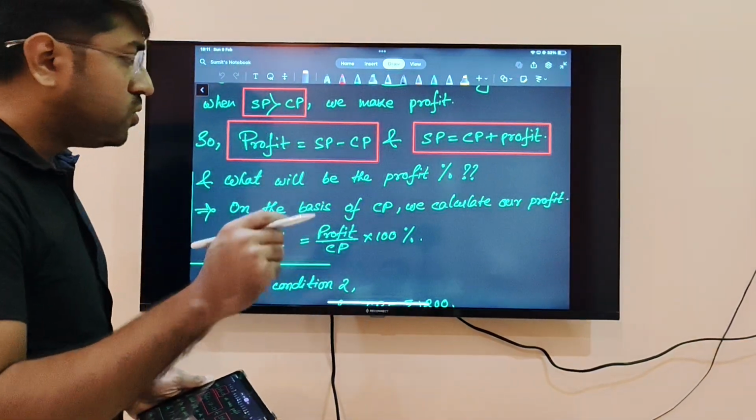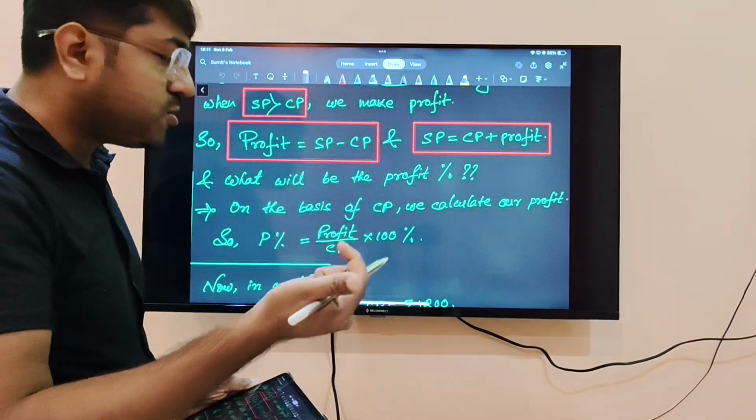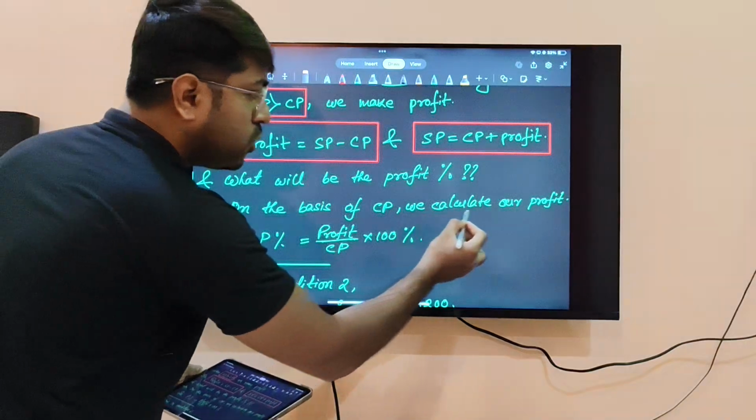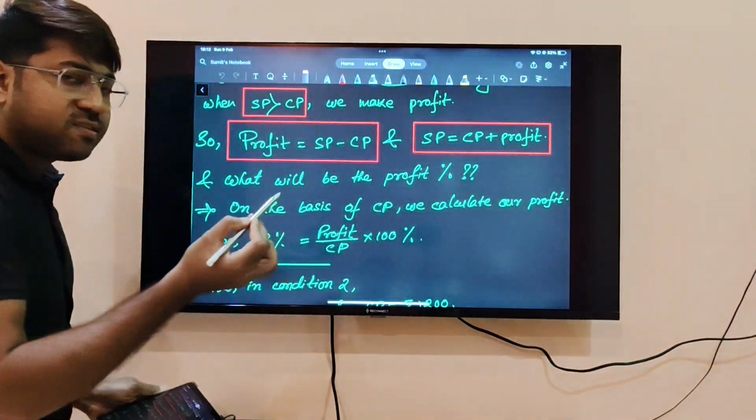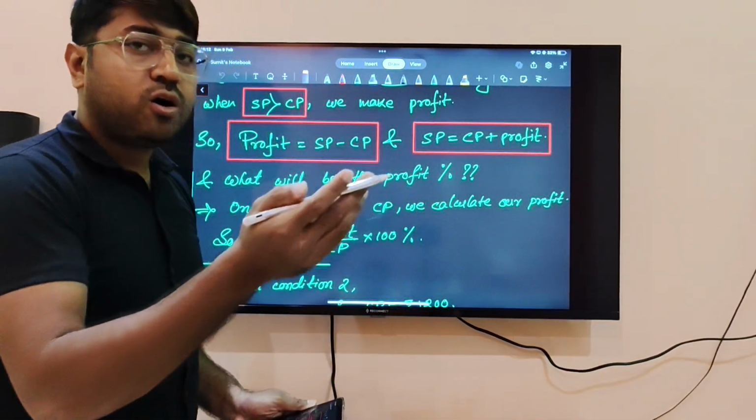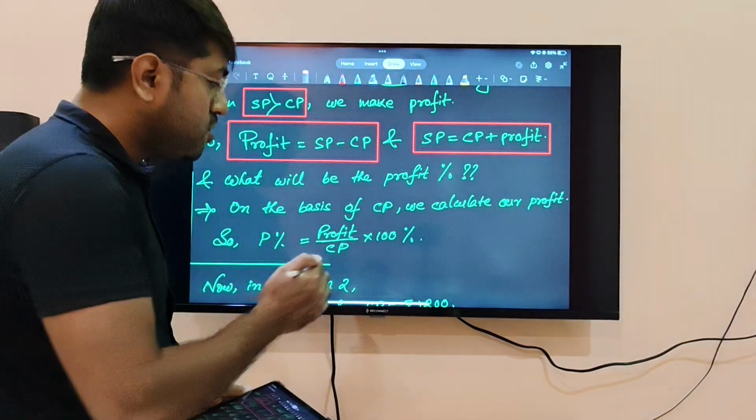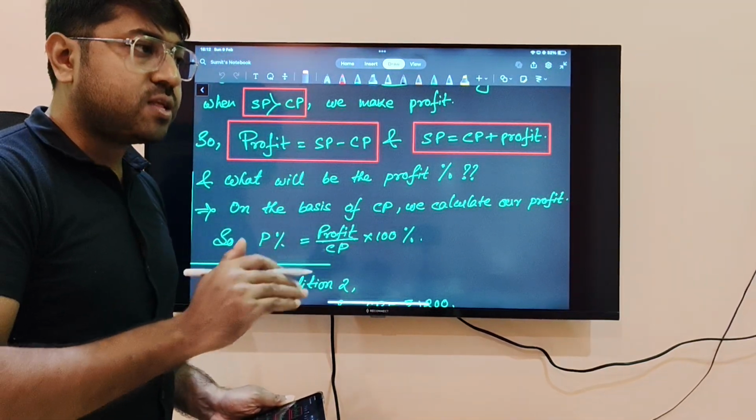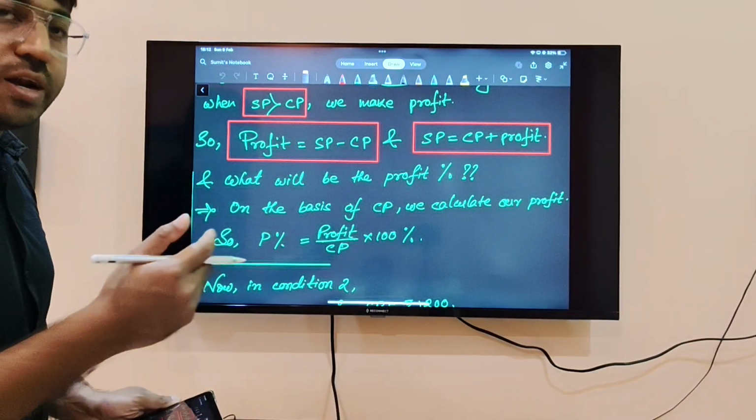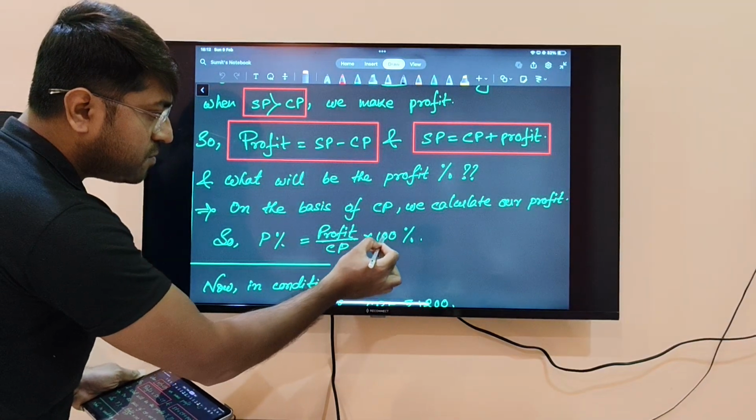So I have told you, to convert into profit percentage, or to convert into percentage, we will consider the fraction first. What fraction will be there? What are we calculating? We are calculating profit, right? So profit will be in the numerator. In the denominator, profit will be calculated on which basis? Profit is calculated on the base of CP, cost price. That will be in the denominator. Always in the denominator, the base price should be there. What is the base thing? Which basis are you calculating on? So that's why profit percentage will be profit by CP. To convert into percentage, multiply by 100.